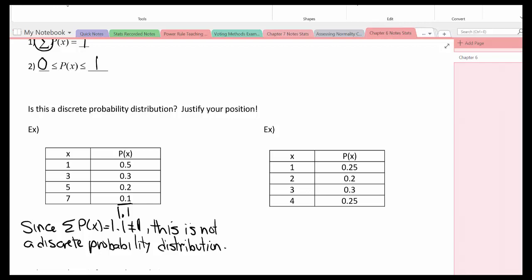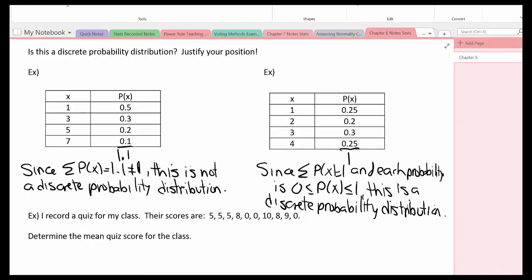Okay, let's take a look at the right example. Again, the first thing I would do is add up the probabilities. So 0.25 plus 2/10 plus 3/10 plus 0.25 does equal 1. Now, take a look at each probability. Are they in between 0 and 1 inclusive? 0.25, yes. 0.2, yes. 0.3, yes. 0.25, yes. So this is going to be a discrete probability distribution. Let me write this out now. Since the sum of the probabilities does equal 1 and each probability is in between 0 and 1, this is a discrete probability distribution.